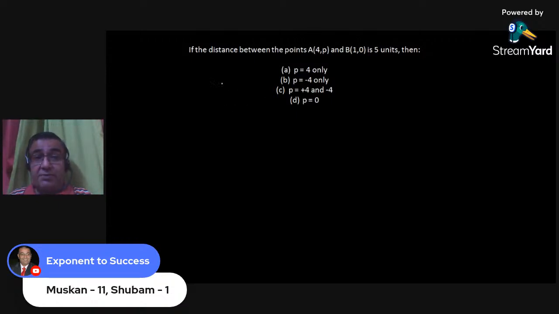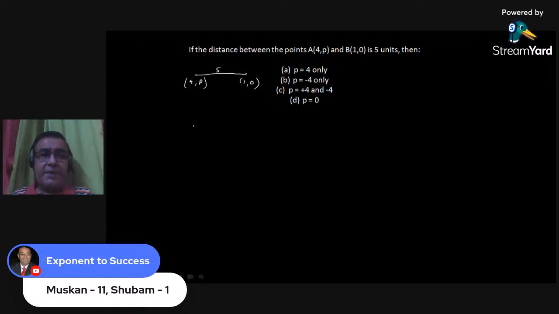Okay, if the distance between the points A is 4 comma p, so I don't know where the point is, so I can't draw it on the axis. That is point A, and B is 1 comma 0, and the distance between them is 5 units. So then we have to find the value of p. So basically, yes, apply the distance formula and see which one is the value of p. Is it 4? Is it minus 4? Is it plus 4 and minus 4 both, or is it 0?